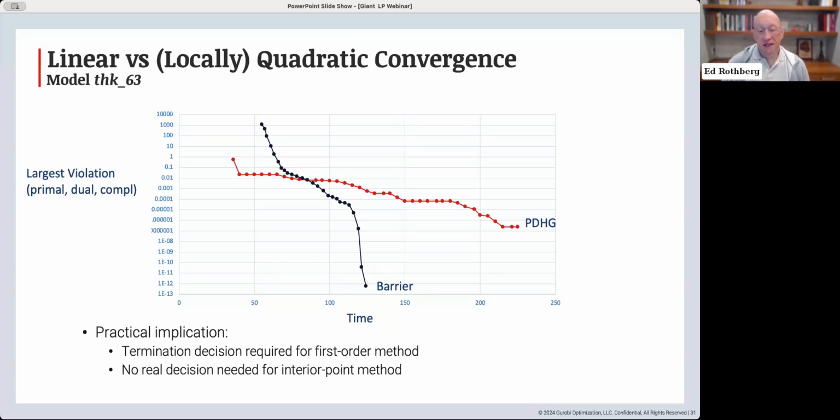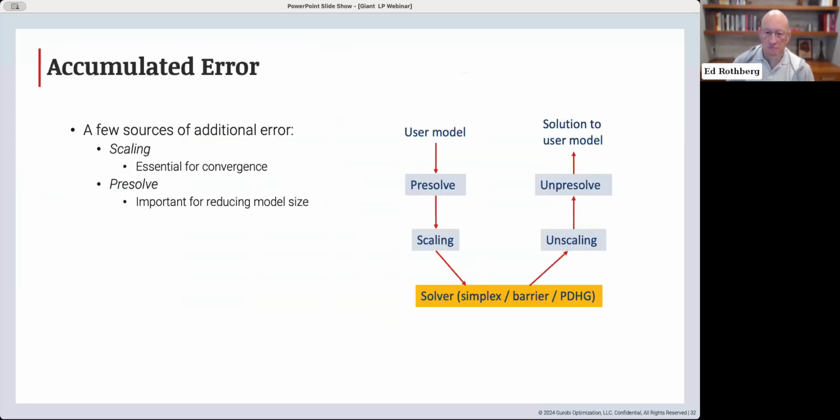The practical implication here is that for barrier, when it comes to termination, there are no decisions for you to make. You just let barrier run until it's finished. And the difference between that and trying to stop it early, in terms of runtime, is typically not that big. Whereas for a first order method like PDHG, you actually have to decide when you're going to stop. So what's an appropriate termination criteria?